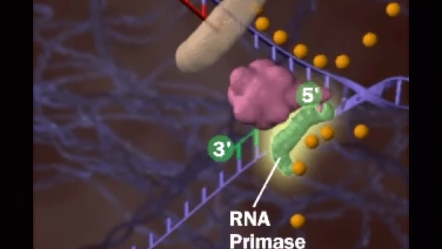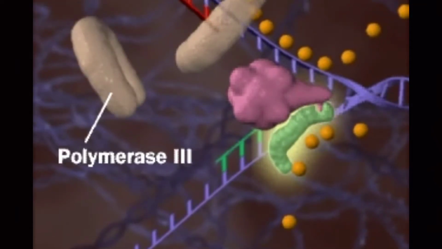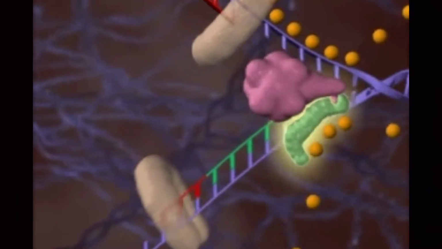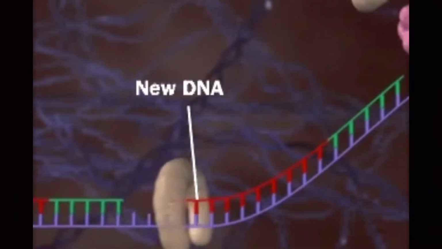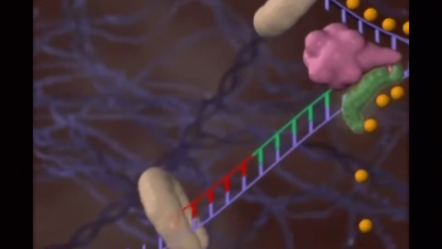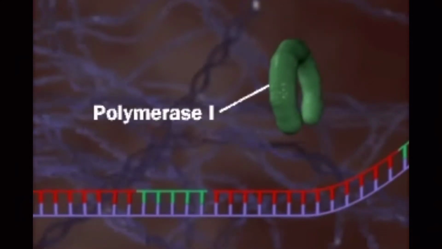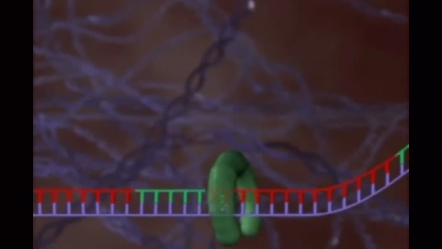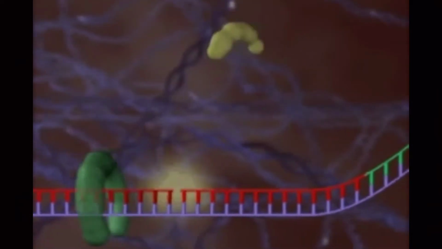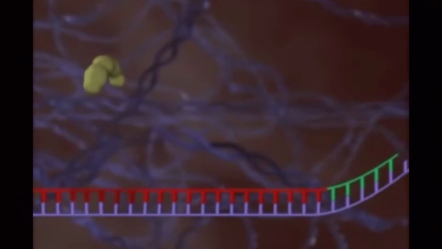Step 3: replication of the other template strand can only proceed discontinuously. This strand is called the lagging strand. Many RNA primers are used to synthesize the new lagging strand as fragments called Okazaki fragments. Step 4: all the RNA primers are removed by DNA polymerase 1, and the gaps are sealed by DNA ligase to make a continuous DNA strand.